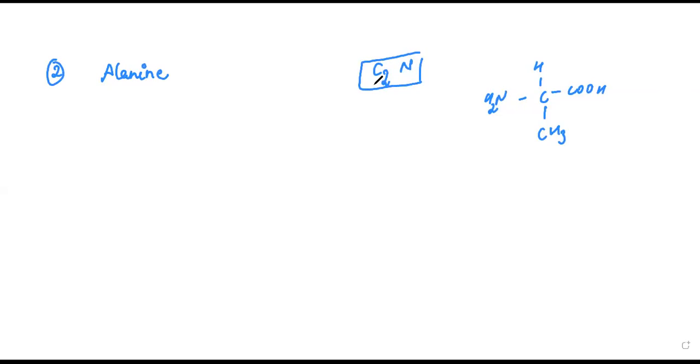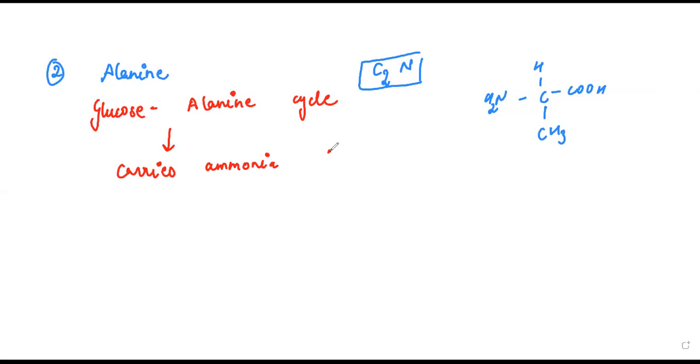The function of alanine is that it is involved in the glucose alanine cycle. This we will discuss in detail. It carries ammonia from muscles to liver. When we discuss protein metabolism, we will see the glucose alanine cycle there.